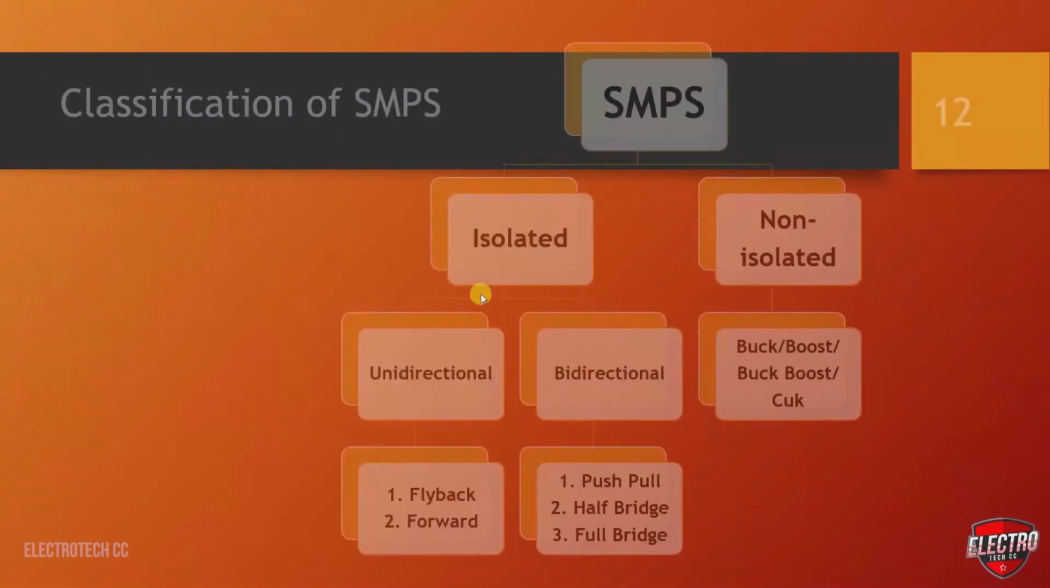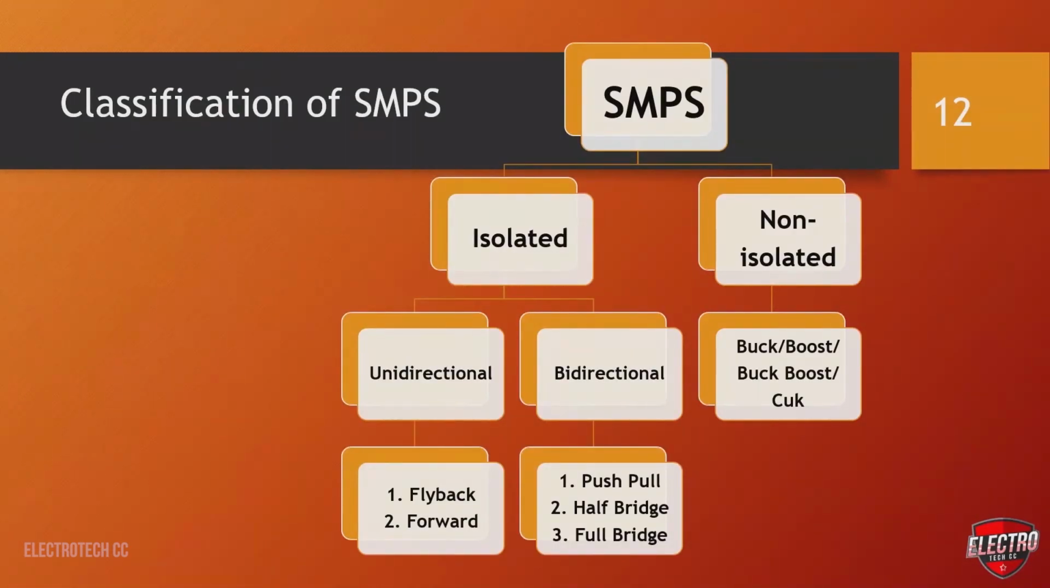Now let's discuss the basic classification of SMPS, switch mode power supply. The two main types of SMPS are isolated converter and non-isolated converter. Isolated converter is further classified into two types: first unidirectional and second bidirectional. Again, unidirectional is classified into two types: first the flyback converter and second the forward converter.